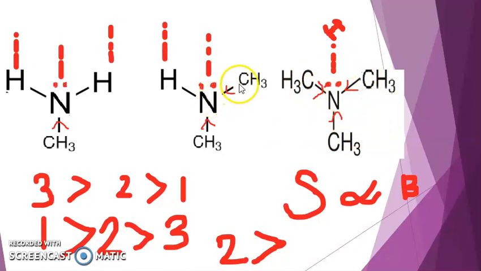Here there are two methyl groups, so the electron density towards the nitrogen is less than tertiary. The primary has one methyl group, which is less than secondary. So the I effect order is tertiary is greater than secondary, and secondary is greater than primary. This is the order of plus I effect.